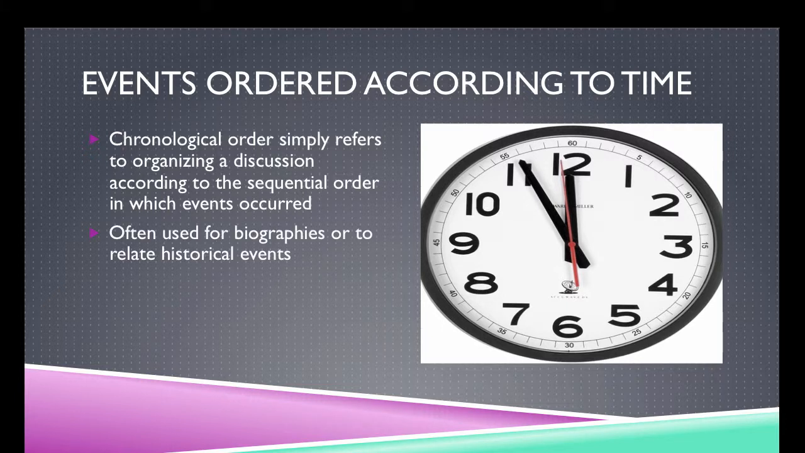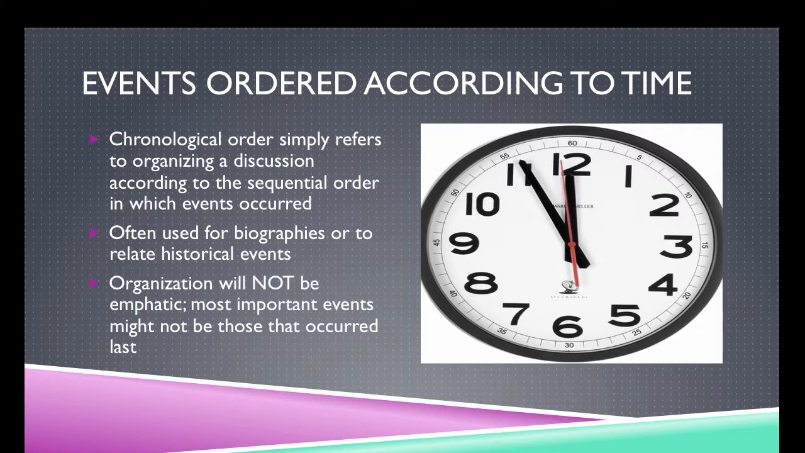Chronological order is often used for biographies or to relate historical events. It's also used for portions of papers that provide instructions or discuss process descriptions, and might be used for portions of papers that discuss illnesses.